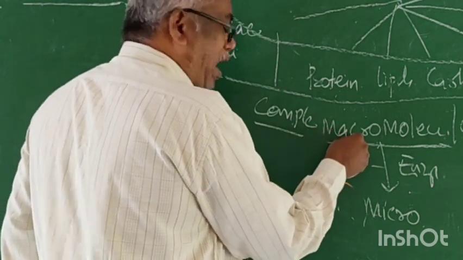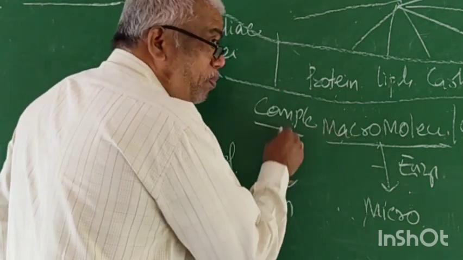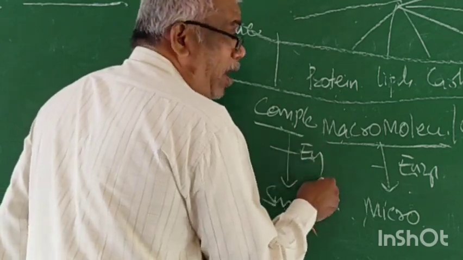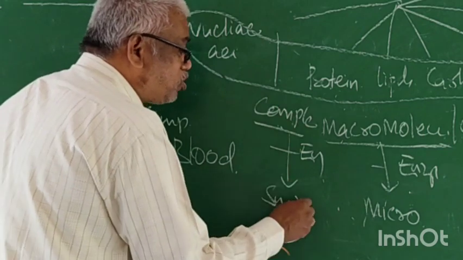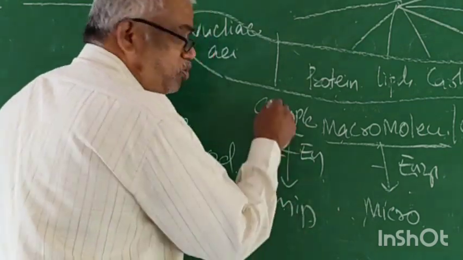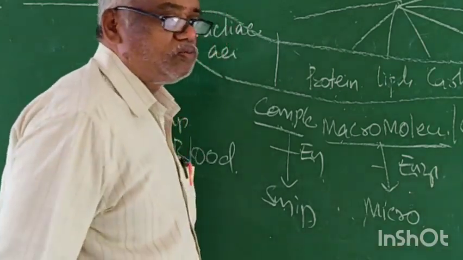Complex is also called as bad. Break down into simple. Who breaks down? Enzyme. What is the need of breakdown? Why? The complex changes to simple. If this complex does not change to simple, the blood cannot absorb.